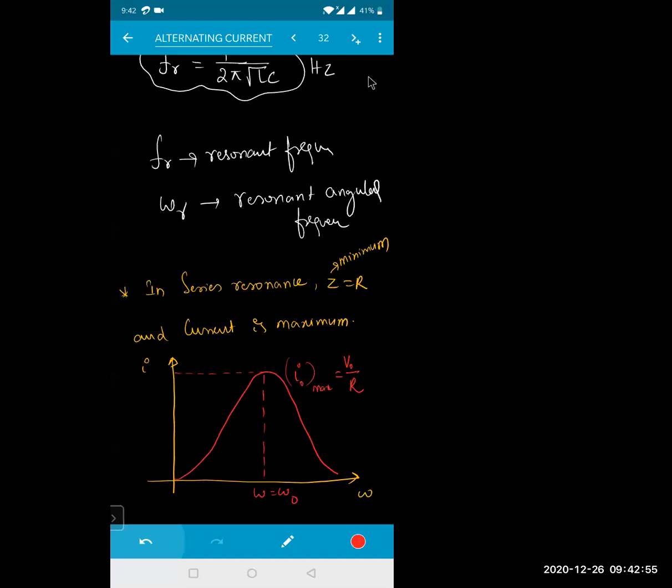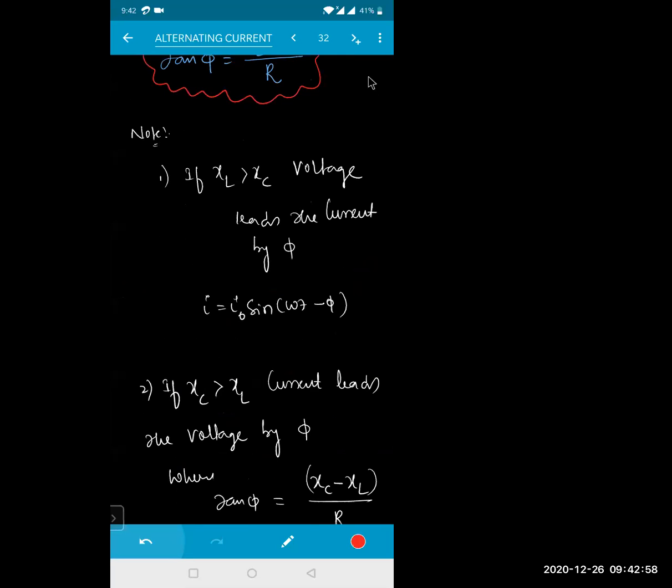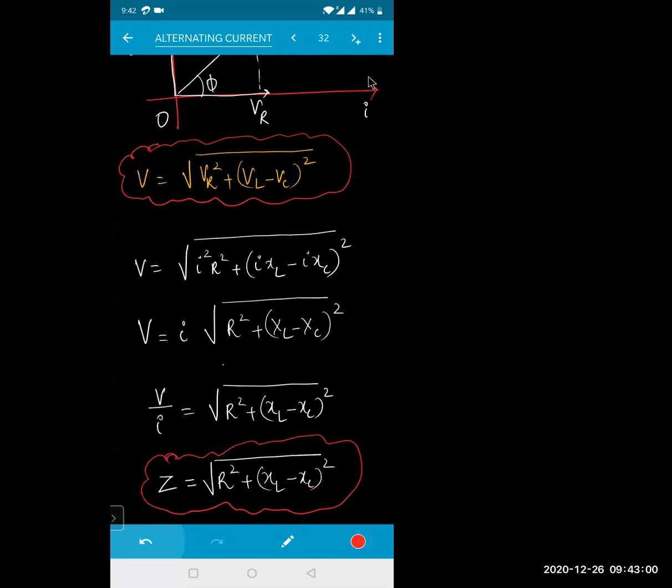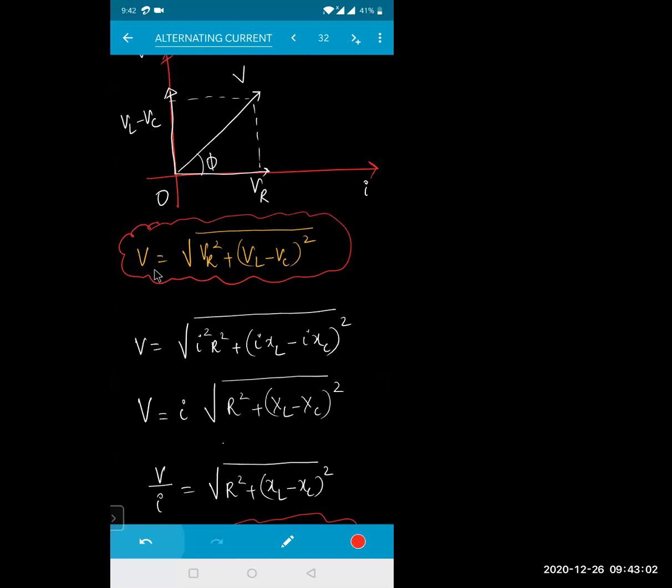Okay. There is nothing more to it. From this relation, if both of them are equal, then V will be equal to under root of VR square. So V is equal to I into Z, that will become I into R. When the I gets cancelled, Z is equal to R. So that is the condition at resonance.